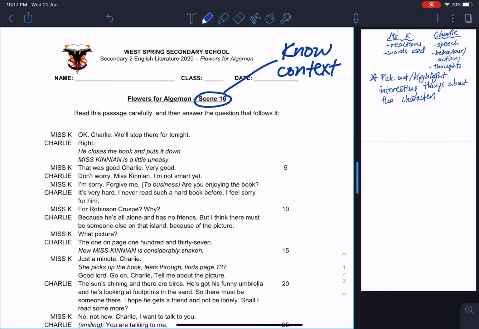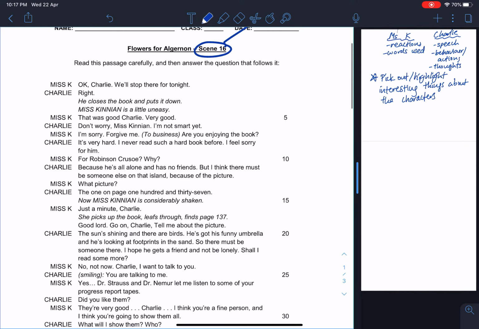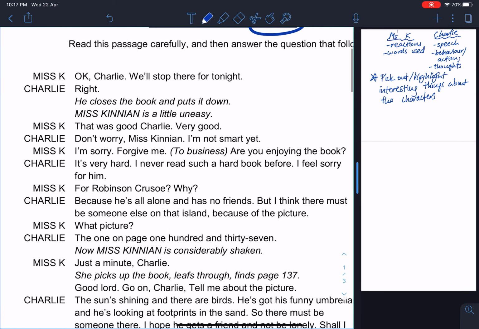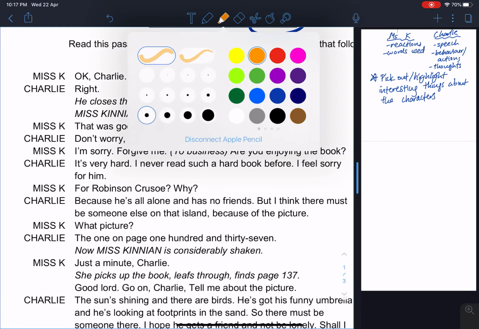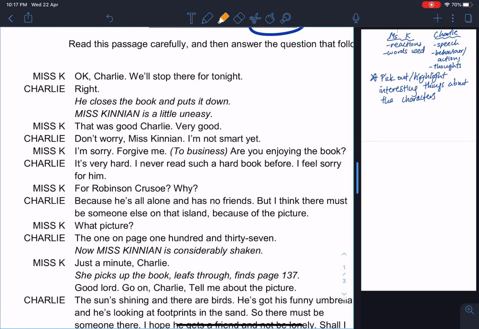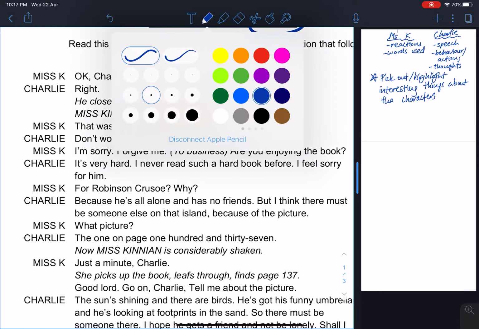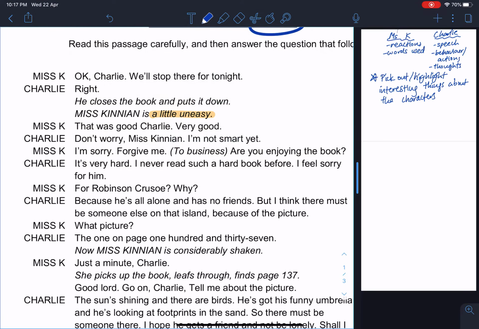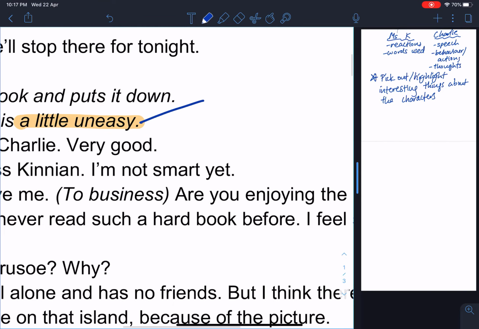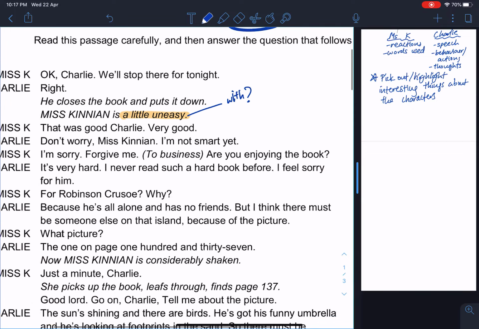Okay, so let's go. Miss Kinnian says, okay, Charlie, we'll stop there for tonight. Charlie says, right. He closes, puts the book down. Miss Kinnian is a little uneasy. Okay, this is strange because I don't normally see this. So Miss Kinnian is a little uneasy. I don't know why. So she must be uneasy at something. So I might annotate: what is she uneasy at, right? I don't know yet, so I'm going to find out.